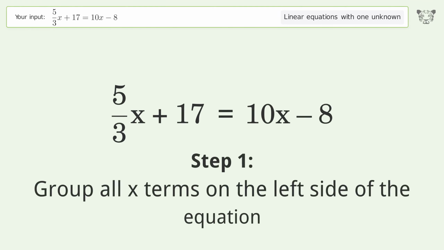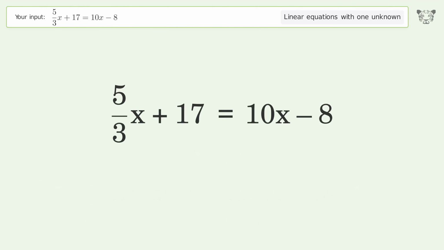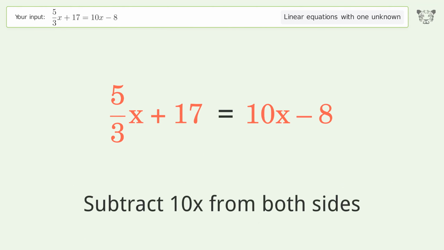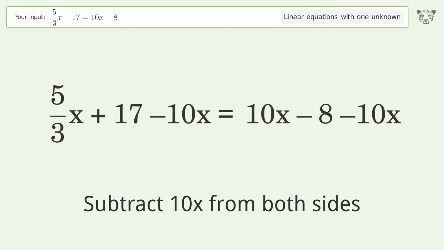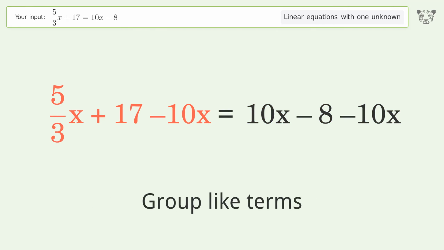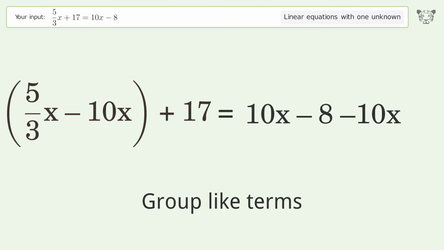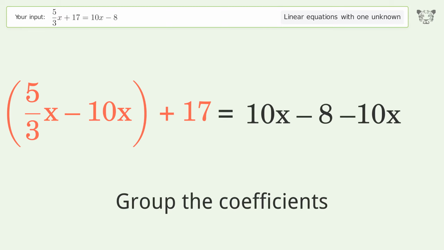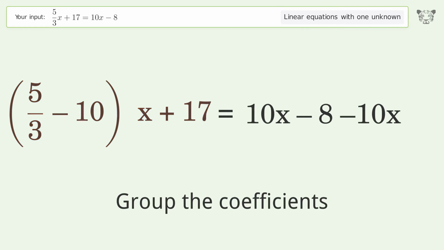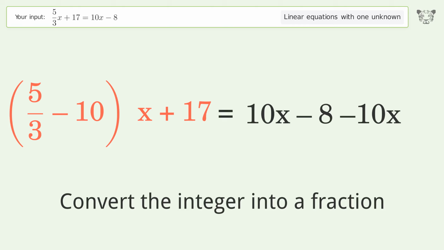Group all x terms on the left side of the equation. Subtract 10x from both sides. Group like terms. Group the coefficients. Convert the integer into a fraction.